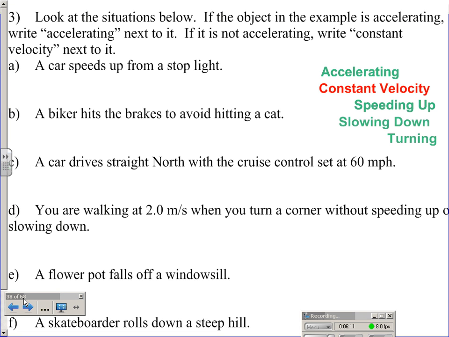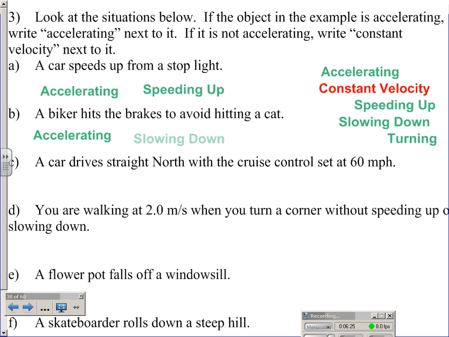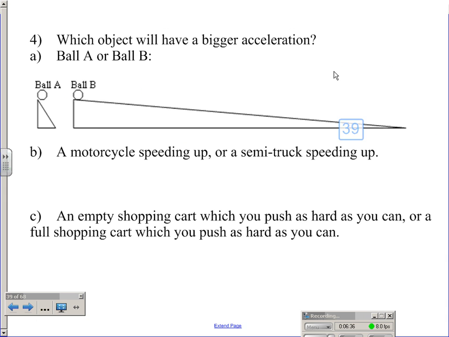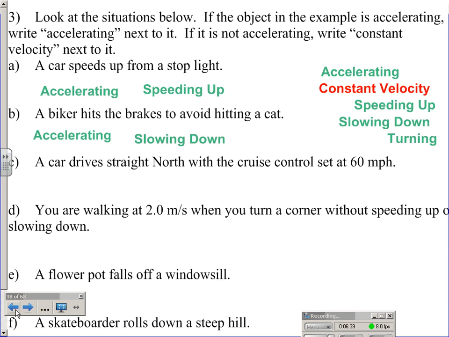Okay, here we go. Car speeds up from a stoplight. That is accelerating because it is speeding up. A biker hits the brakes to avoid hitting a cat. That is accelerating because it's slowing down, right? When you hit the brakes, you're slowing down. A car drives straight north with the cruise control set at 60 miles an hour. Let's see, it's not speeding up. It's not slowing down. It's not turning. And that means that the velocity is constant. That one is not accelerating.